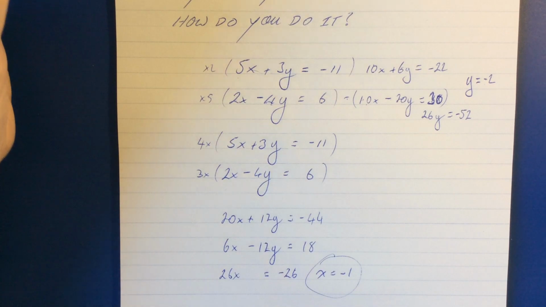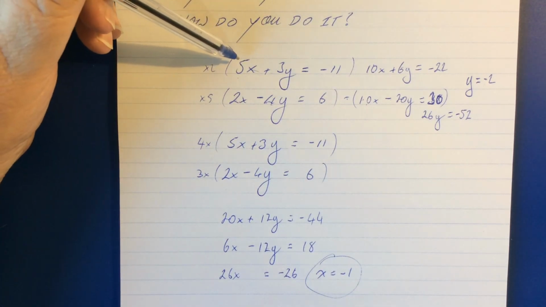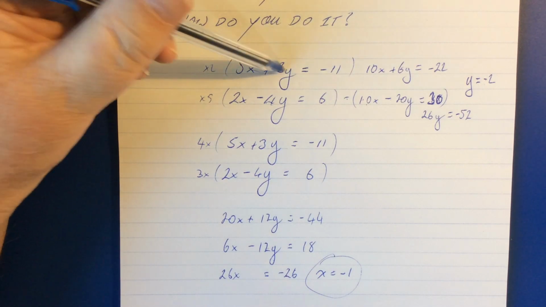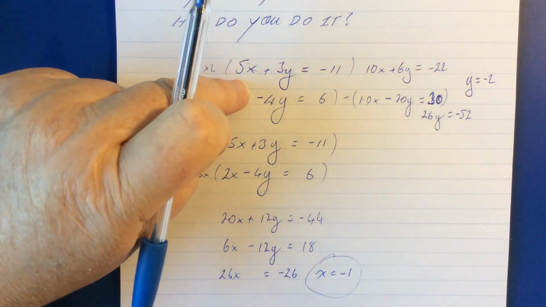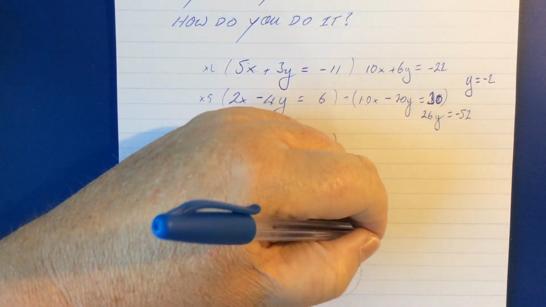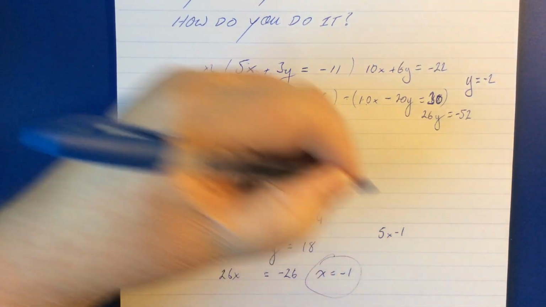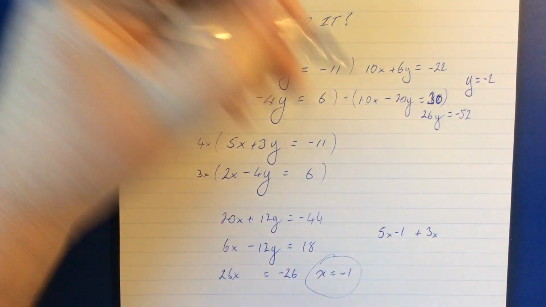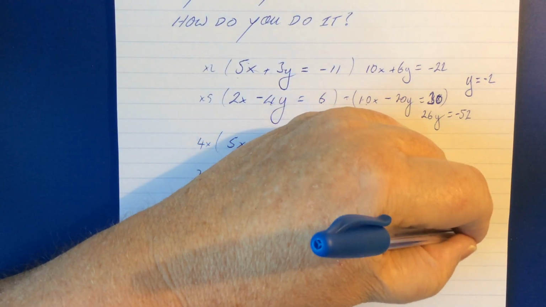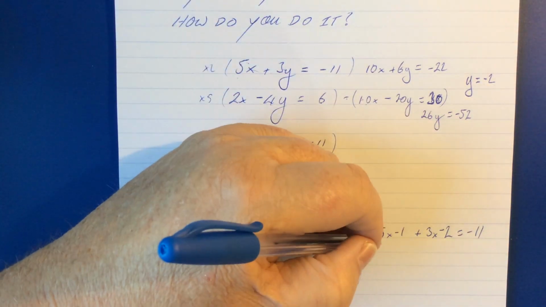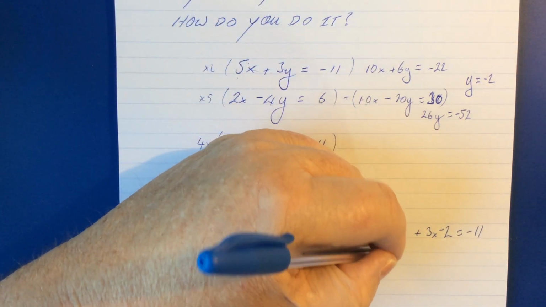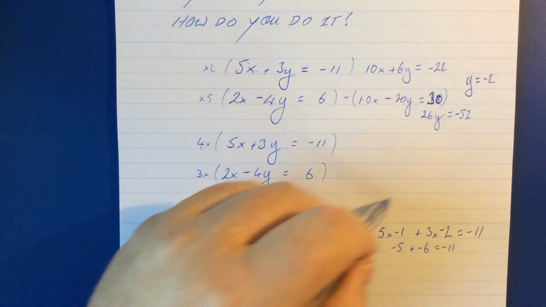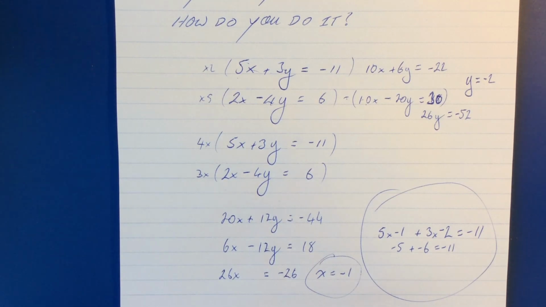Okay, so we need to check that negative 2 and negative 1 are indeed our answers. So what we're going to do is substitute them into this first equation, and we get 5 times negative 1 plus 3 times negative 2 equals negative 11. Let us check that. Negative 5 plus negative 6 equals negative 11. I think we can say that we're happy with that.